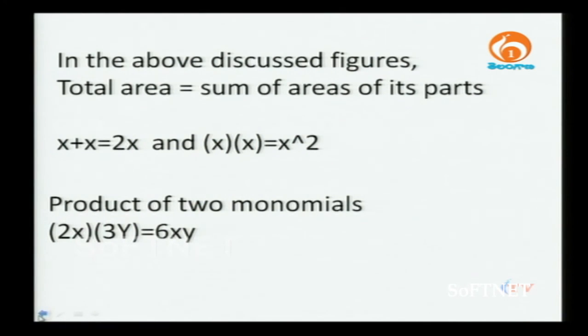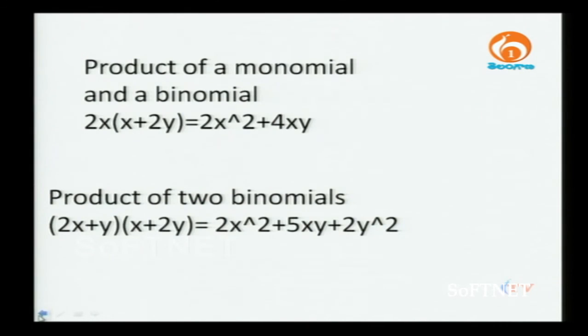Further, we observe examples like the product of 2 monomials, 2x and 3y: 2x into 3y is equal to 6xy. Also, we have seen the example of the product of a monomial and a binomial. 2x into x plus 2y is equal to 2x square plus 4xy. The last example which we have seen is the product of 2 binomials. 2x plus y times x plus 2y is equal to 2x square plus 5xy plus 2y square.